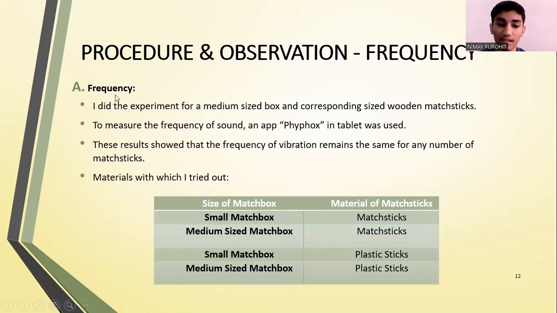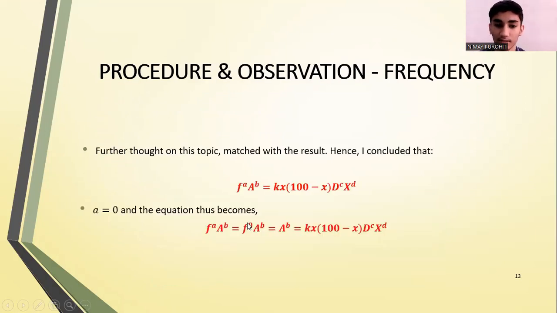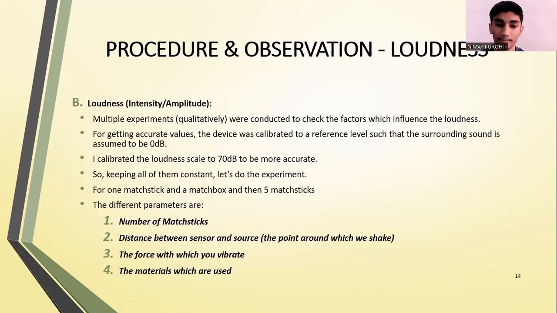Procedure and observation: frequency. I did the experiment for a medium-sized box with correspondingly sized wooden matchsticks. To measure the frequency of sound, I used FIFOX. The materials I tried are shown here. Further thought and the experiments prove that frequency does not change even if the factors are changed. Hence, in our equation, the value of a becomes 0 and frequency is constant. Hence, we get a new equation in which only the amplitude depends on the factors.